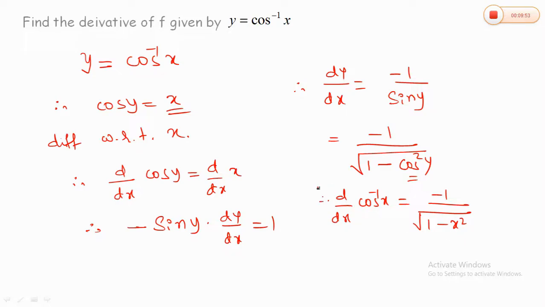So here, again the same formula, sin square plus cos square equal to 1. Therefore sin square equal to 1 minus cos square. So sin y equal to root of 1 minus cos square y. So you have to substitute here in this one. Yes. Next one. Now consider the problem y equal to cot inverse x.